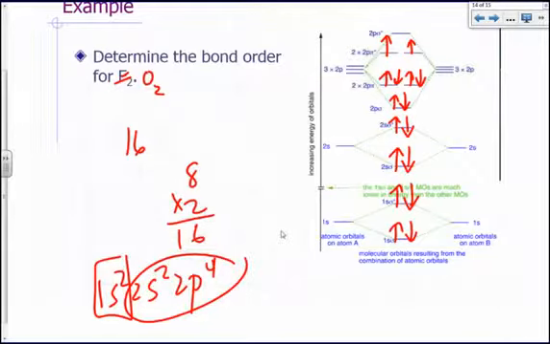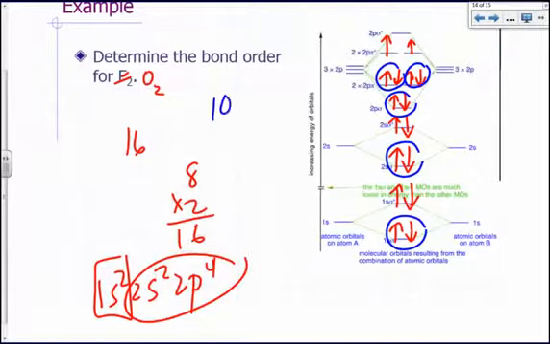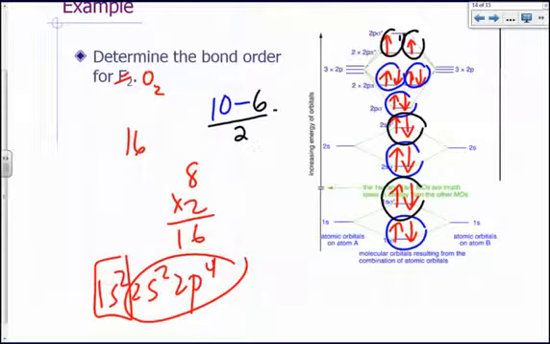Okay? So let's look at our bonding electrons in our bonding orbitals. We got 1, 2, 3, 4, 5 pairs. So that's 10 electrons in the bonding orbitals. Electrons in the anti-bonding orbitals are 2, 4, 6. So 10 minus 6, divided by 2, gives you a bond order of 2. We expect oxygen to have a double bond.